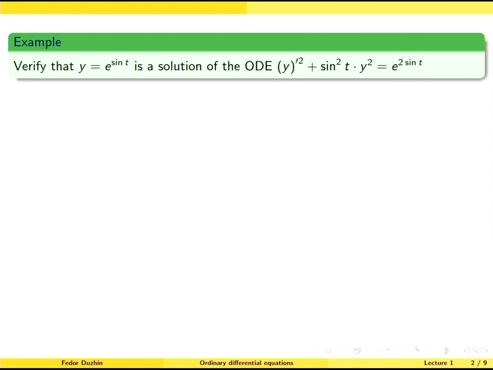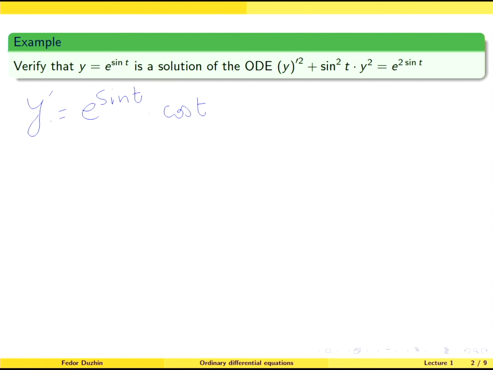All right, so how do we verify that a given function is a solution of the given differential equation? We just substitute it as y into the equation and see if it turns the equation into a correct equality. Right? So if y is e to the sine t, then y prime, the derivative of e to the sine t, is e to the sine t times the derivative of sine t, which is cosine t.